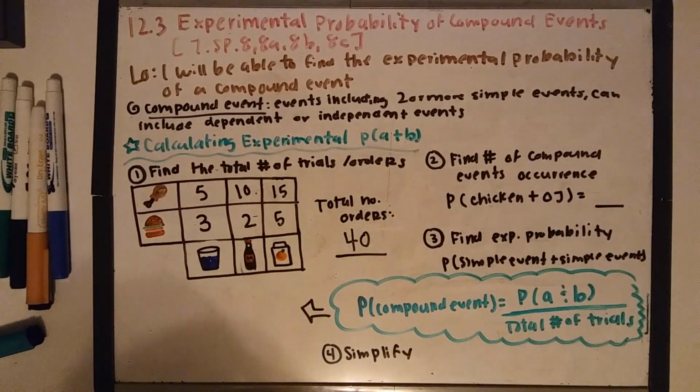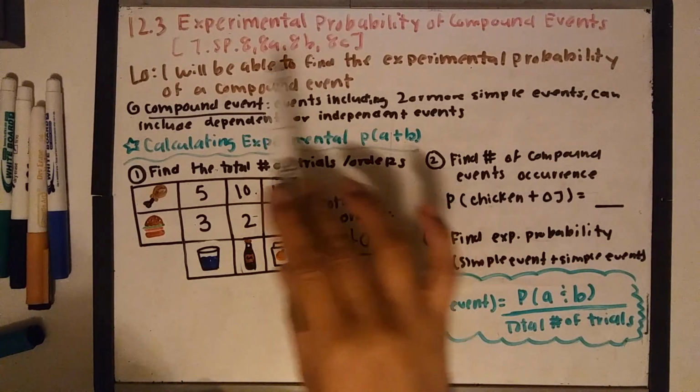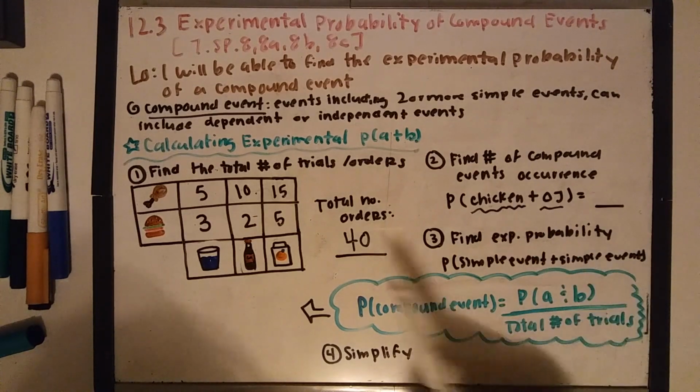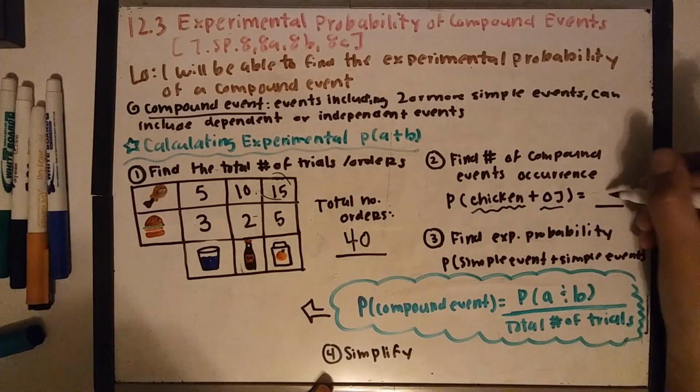Okay, and then what we're going to do is find the number of compound event occurrences. So in this case, we want to see the experimental probability of somebody ordering chicken with orange juice. So that's 15 right here. So I'm going to write 15 right there.